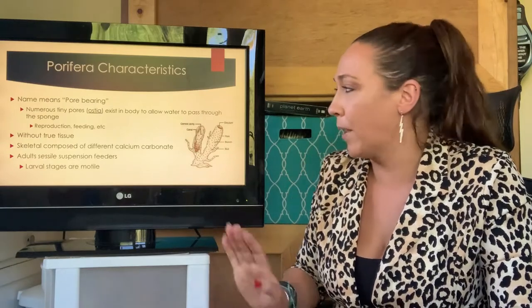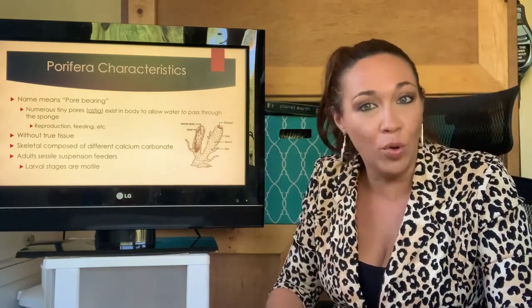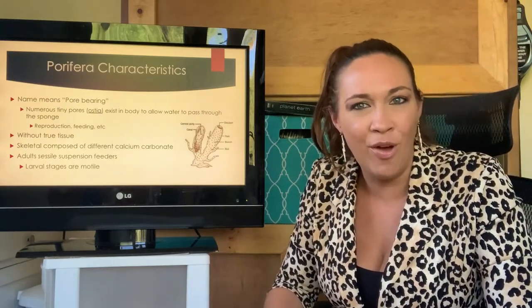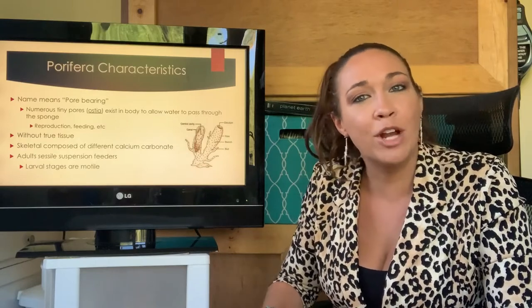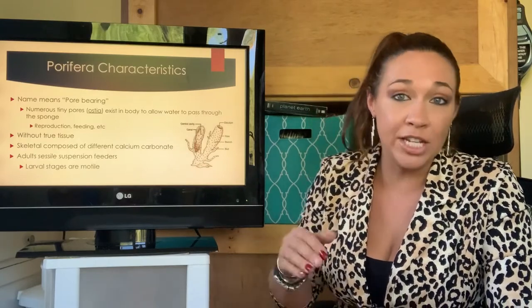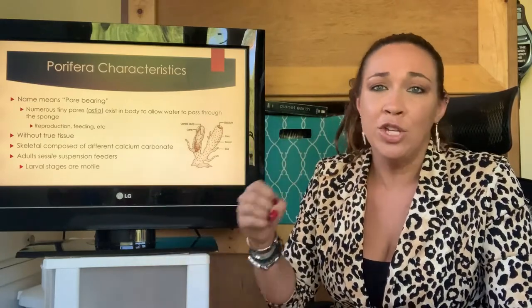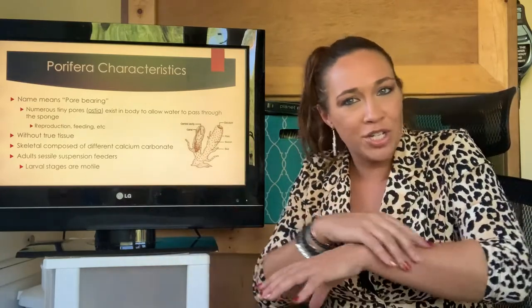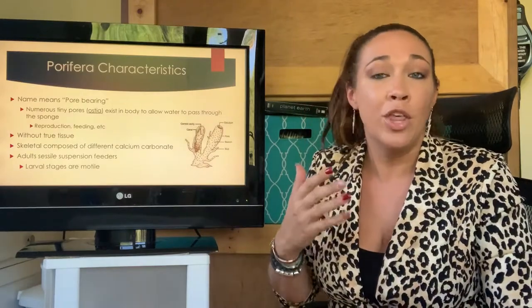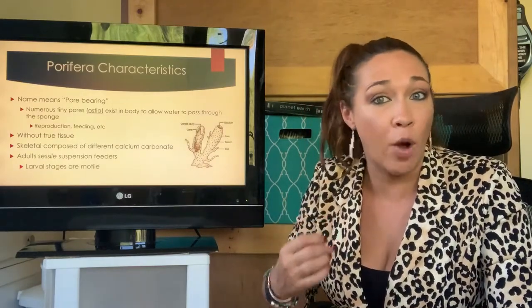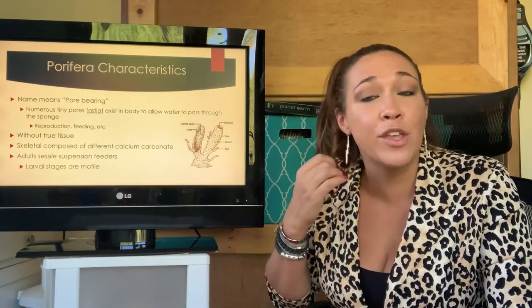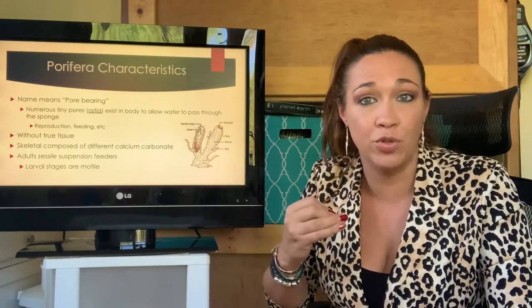Sponges are super crucial. Anyway, cool thing about these guys is even though they have cells, they don't actually have tissues. Now, tissues are a group of specialized cells working together in a similar function. So it's very close to our tissue, but it's not quite the same. So they are considered an animal without true tissue. In fact, they are the only animal without a true tissue.